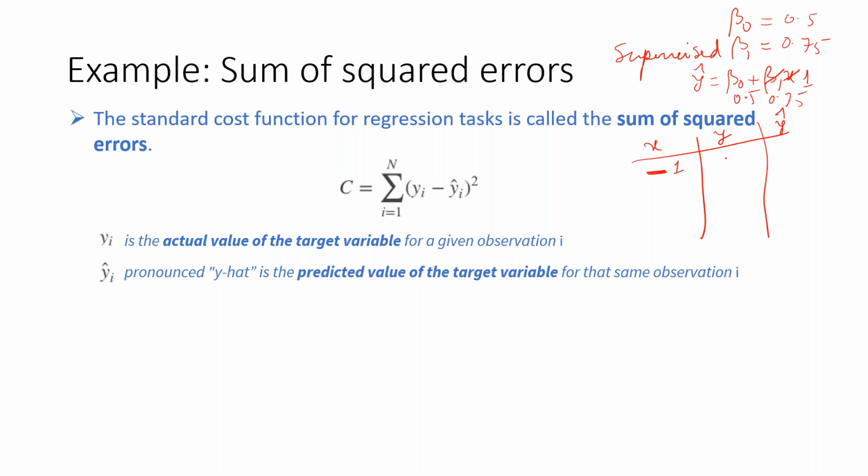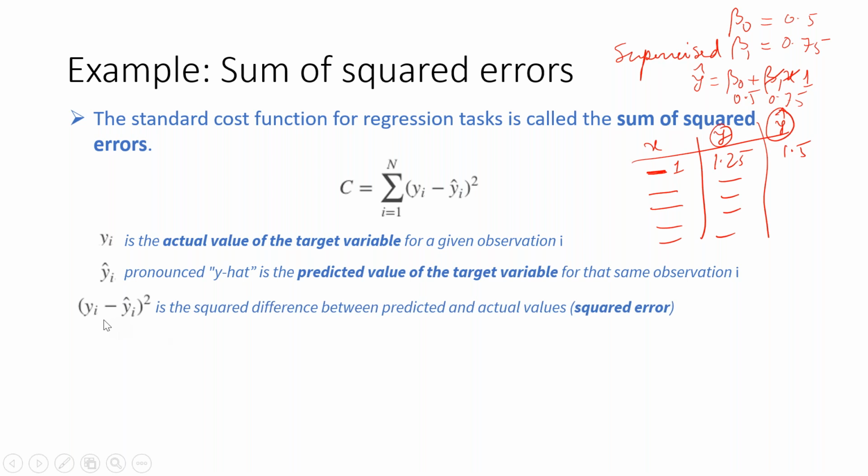Actual value can be different. Let's say the actual value is 1.25, and this is, let's say, 1.5 based on calculation. So that is my y hat. This is my y, and I put the subscript i because many observations are there. Y hat, pronounced y hat, with the hat on top, is the predicted value of the target variable for that same observation. So I'm substituting my betas and X and calculating the predicted value based on my algorithm's calculated model parameters or coefficients.